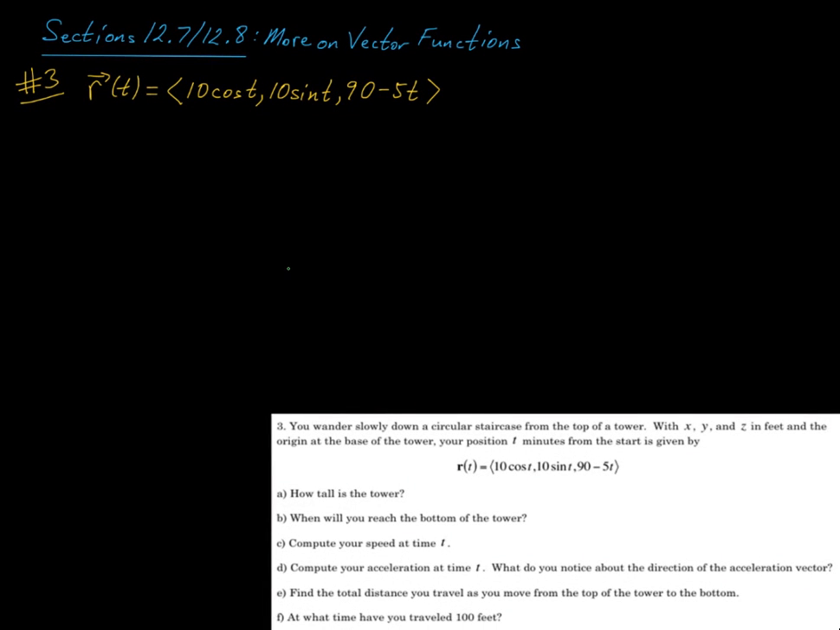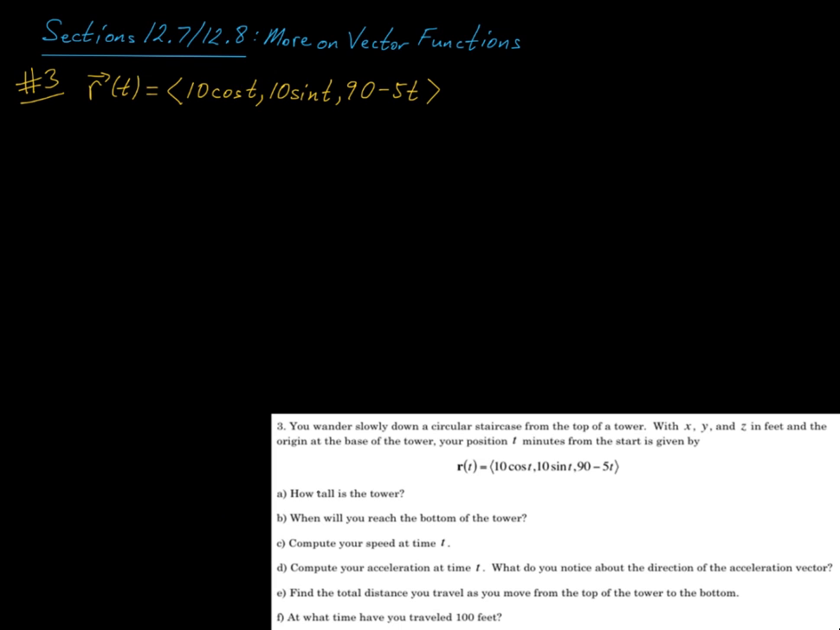Next up is question 3. It says you wander slowly down a circular staircase from the top of a tower with x, y, and z in feet, and the origin at the base of the tower. Your position t minutes from the start is given by the vector function r of t, which is equal to 10 cosine t, 10 sine t, 90 minus 5t.